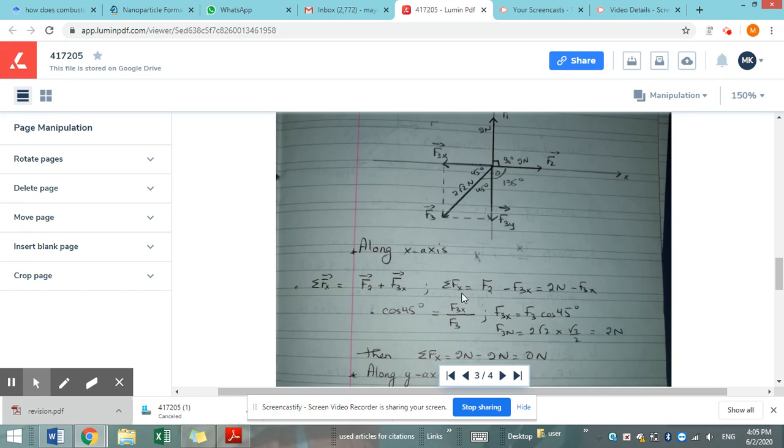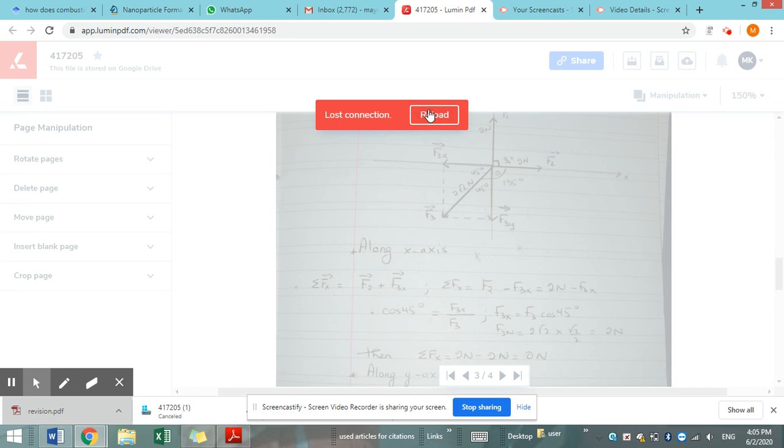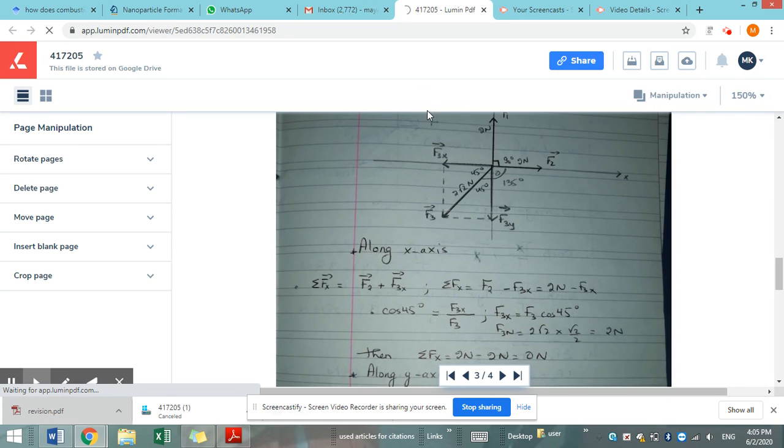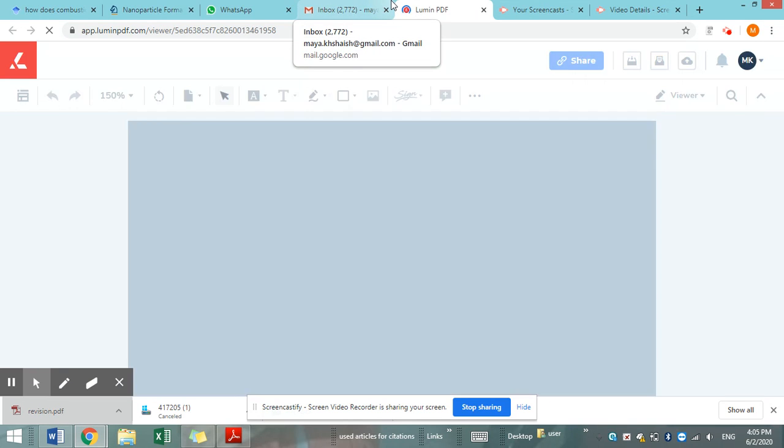How can I find the x component of F3? Making use of geometric properties. In this triangle, we have that cosine 45. Here I have to mention something that we are given. Oh, sorry, something is wrong here.